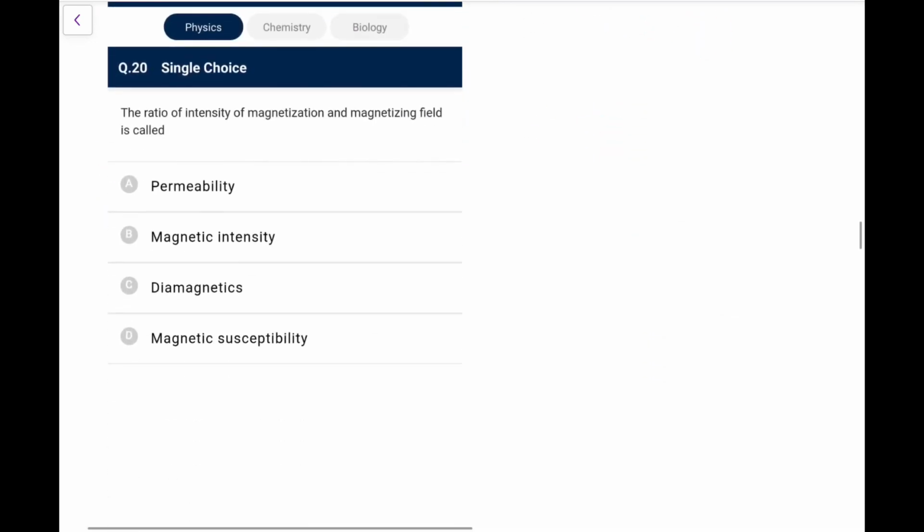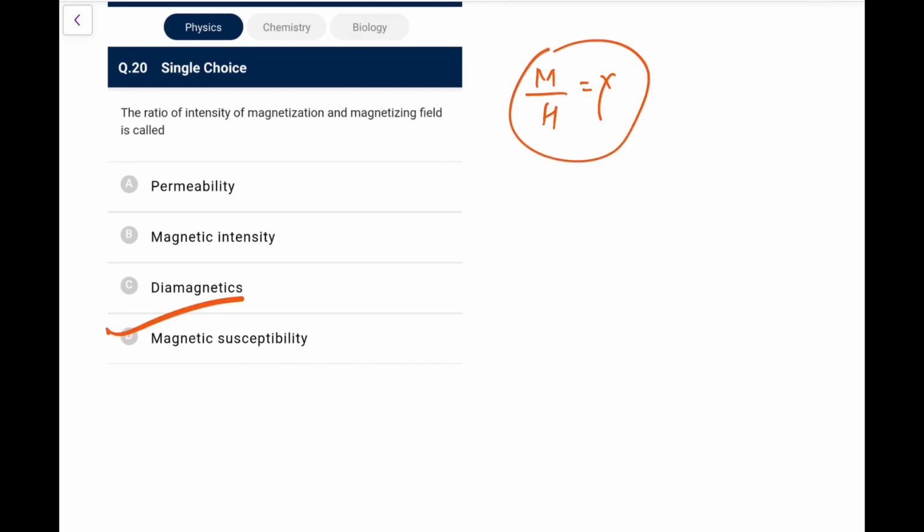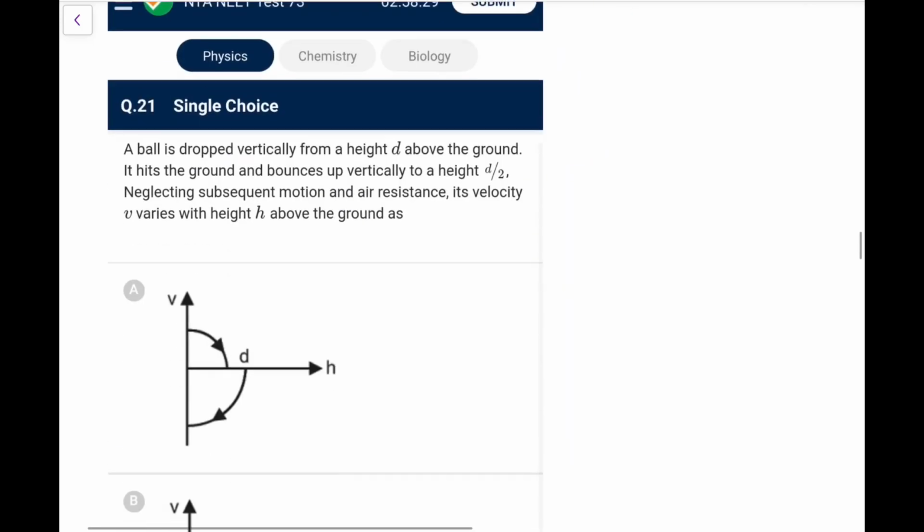Next one, the ratio of intensity of magnetization and magnetizing field is called. The intensity of magnetization is basically what we call M, so M by H is basically chi, and chi is called the magnetic susceptibility.